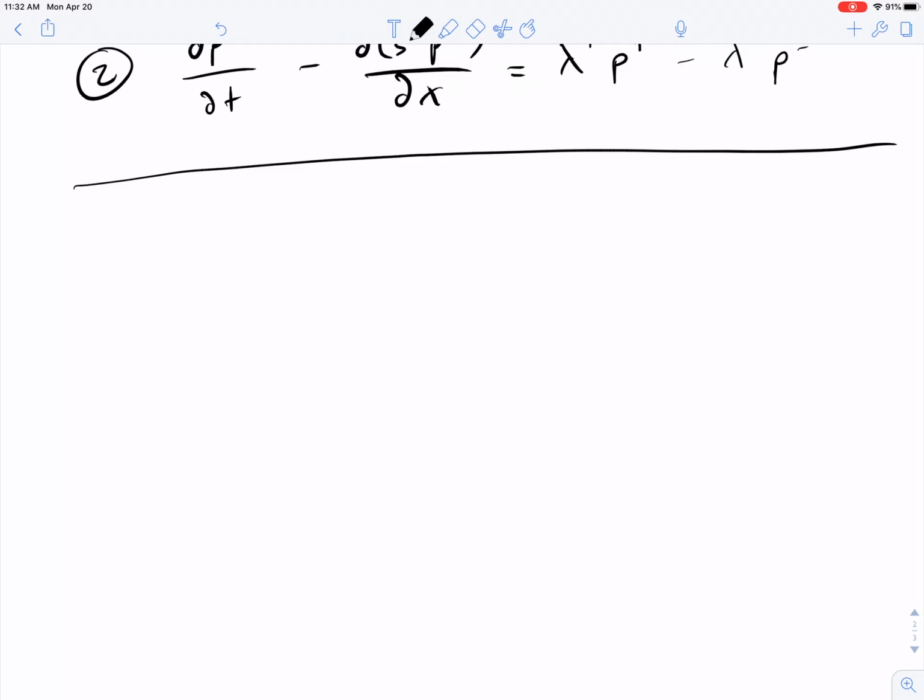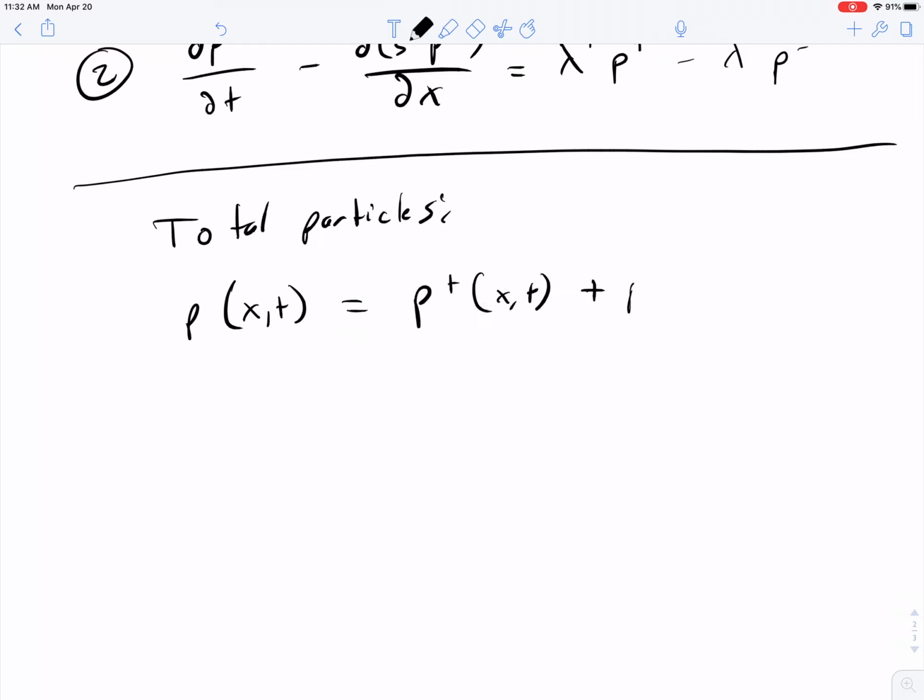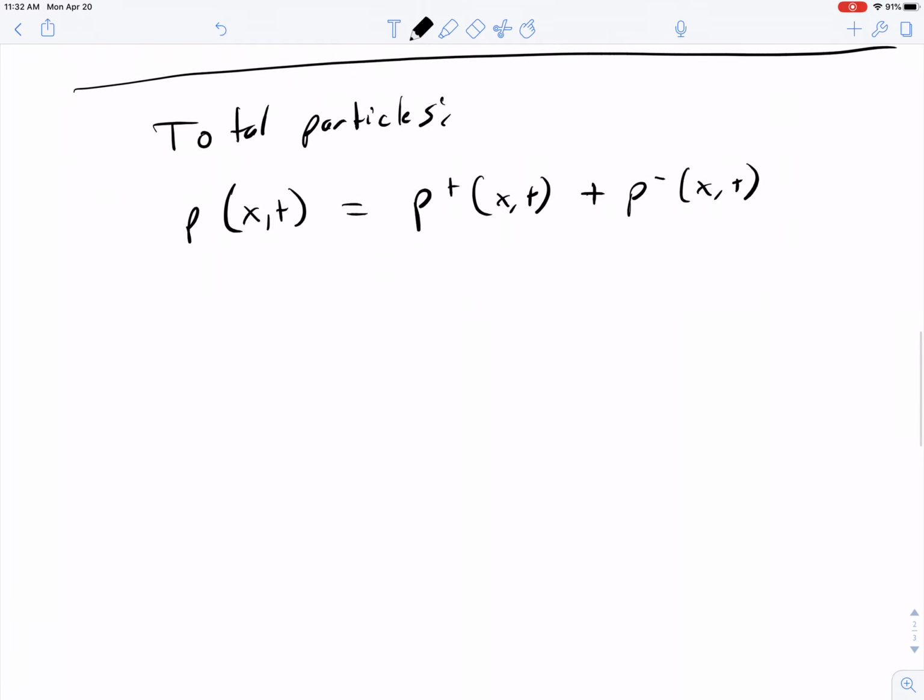Okay, so consider the total particle density. If you're looking at a material, you don't necessarily know how many of them are moving to the left and to the right. You just see the total amount. So we can say particle density at x and t is simply equal to p plus x and t plus p minus x and t. That's the total density of particles, incorporating all of them regardless of the direction that they are moving. But what about particle flux?